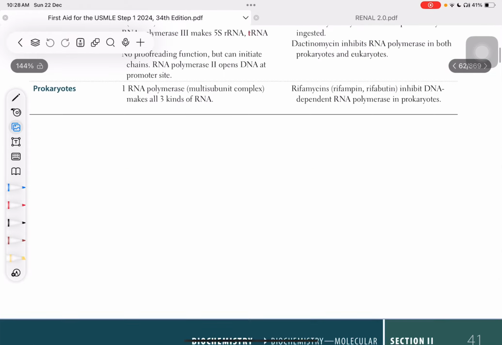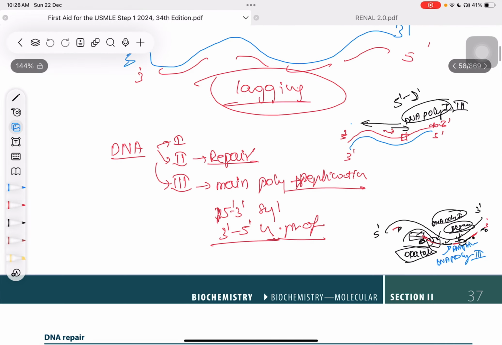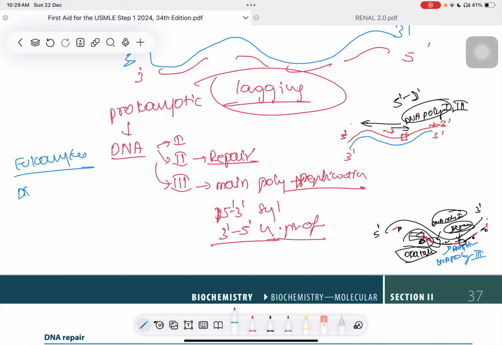There are actually 5 enzymes which help in DNA replication. So these are all eukaryotic. Sorry, these are all prokaryotic enzymes. Now we will discuss eukaryotic enzymes. The DNA polymerases are named alpha, beta, epsilon, gamma, and delta.